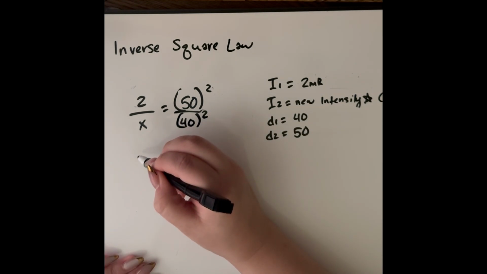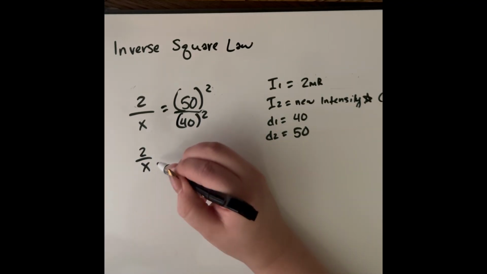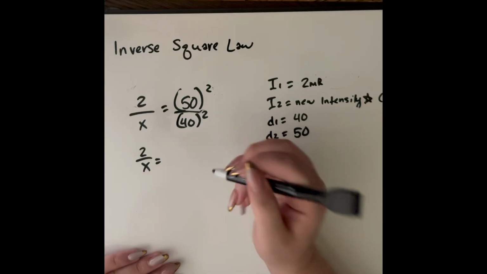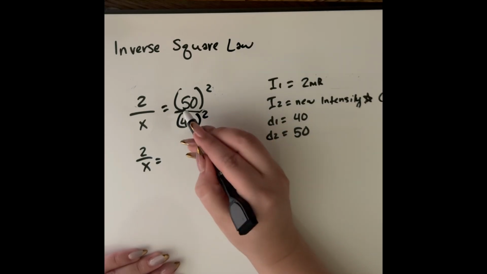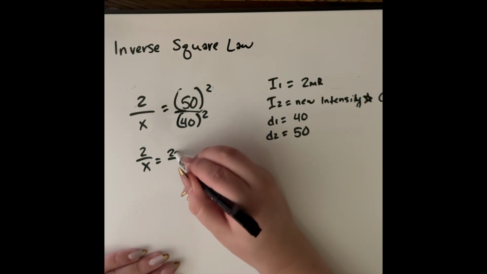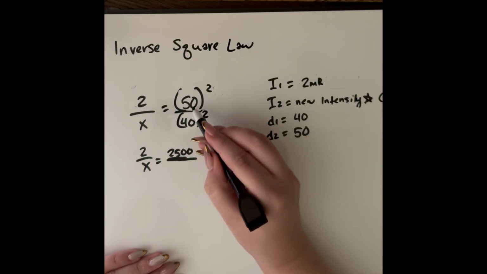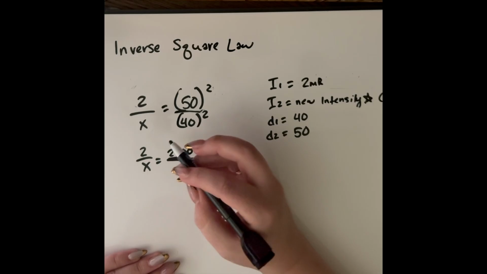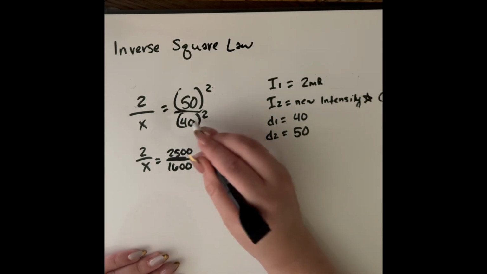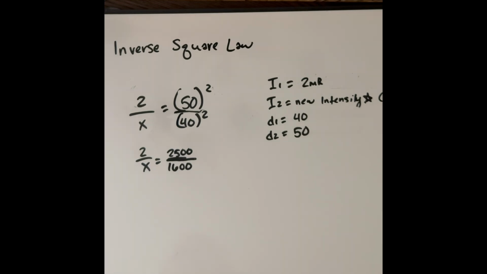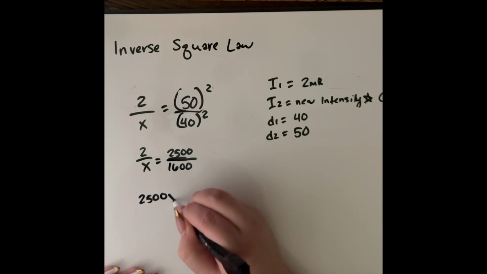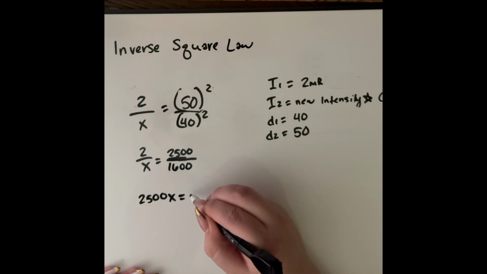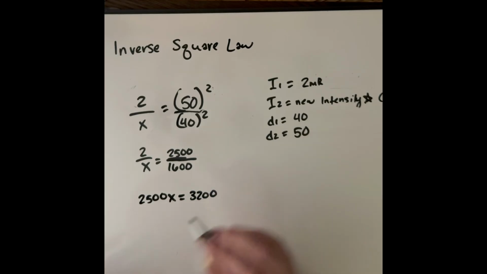The left side of the board is going to be set up exactly the same, 2 over X equals, and these quantities squared. 5 times 5 is 25, so 50 times 50 should be 2,500, because we have 2 zeros. And 4 times 4 is 16, and add 2 zeros to that because we're squaring it, and we should get 1,600. And now we're just going to cross multiply. So 2,500 times X is 2,500X equals 2 times 1,600 is 3,200.